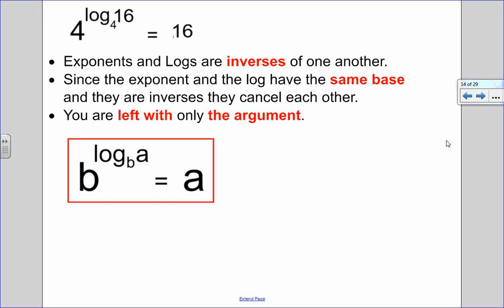So since the base of the exponent and the base of the log are the same base, it only works when they're the same base. The inverses cancel each other out and you're only left with the argument. So this is a cute little shortcut that you can use. It's not on your formula sheet, but it's definitely worth remembering. If you have an exponent base and a log with the same base, the exponents and the logs undo each other, and you're just left with the argument.